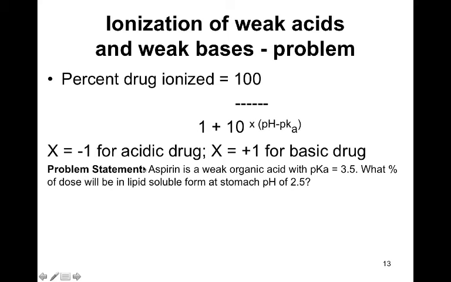So the problem statement states that aspirin is a weak organic acid with pKa of 3.5. What percent of dose will be in lipid soluble form at stomach pH of 2.5? So basically you have been given all the information. Like in the previous problem, I want you to take a minute, pause the video, plug in these numbers and try to come to the answer. So remember again, x is -1 for acidic drug. So you have to plug in the -1 here and solve this equation.